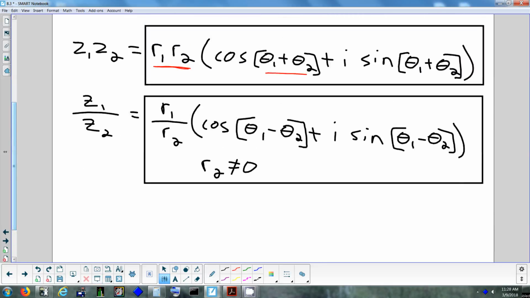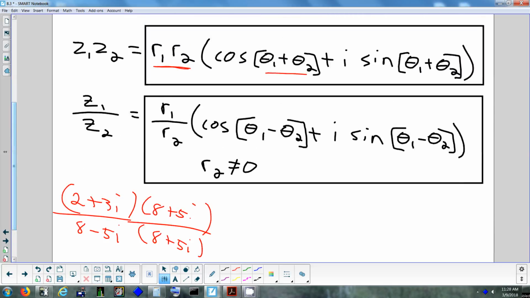So that one saves us even more time because if you wanted to divide complex numbers without using this formula, you have to multiply top and bottom by the conjugate. We've talked about that. So now you have to find the conjugate, which is 8 plus 5i. Now you have to FOIL it out in the top. You would have to FOIL it out in the bottom. Combine like terms, change all the i squareds to negative ones. It's going to take a long time to do division this way.